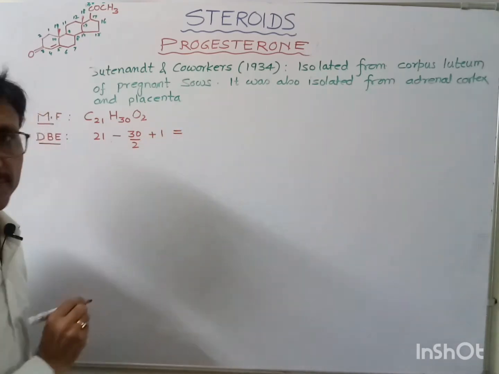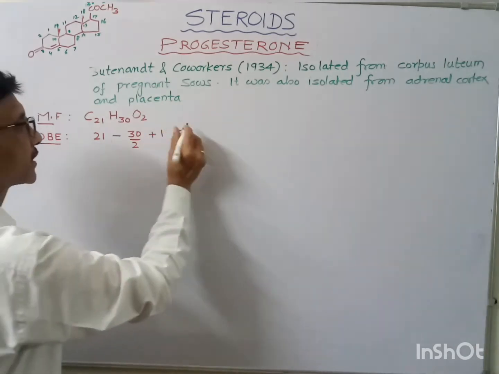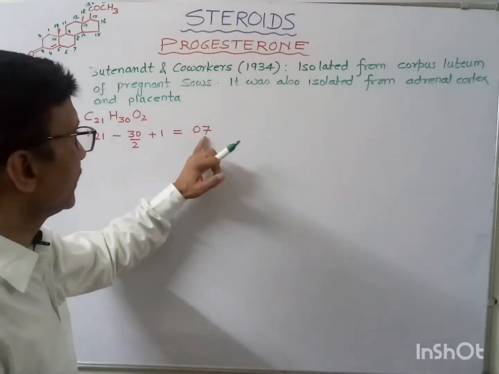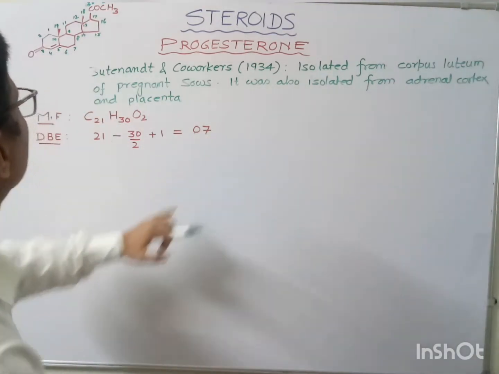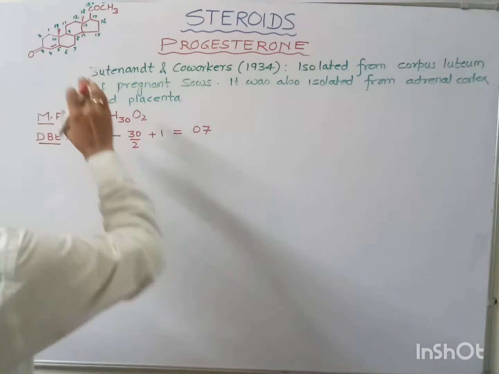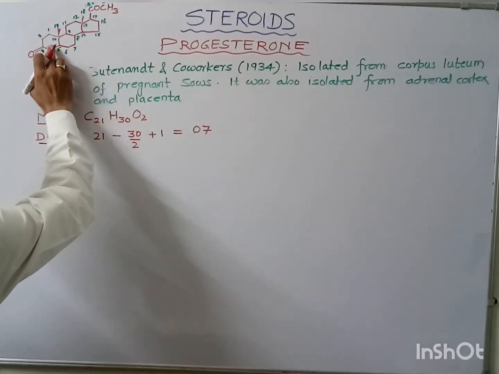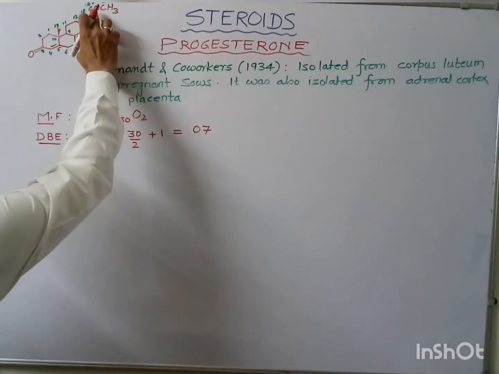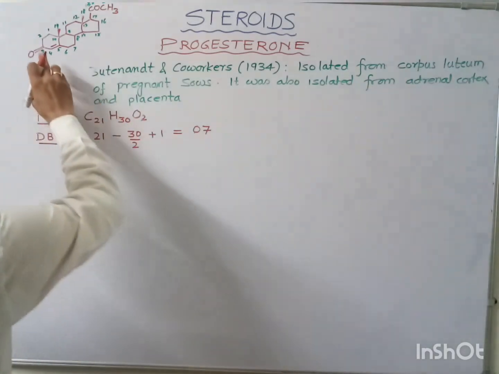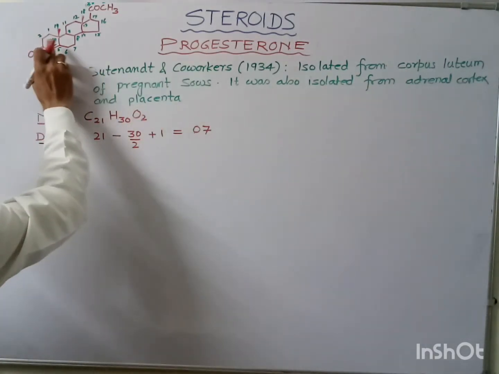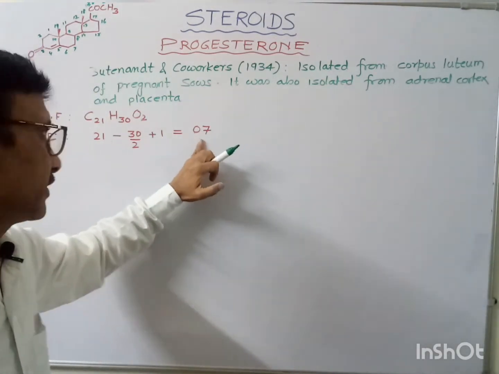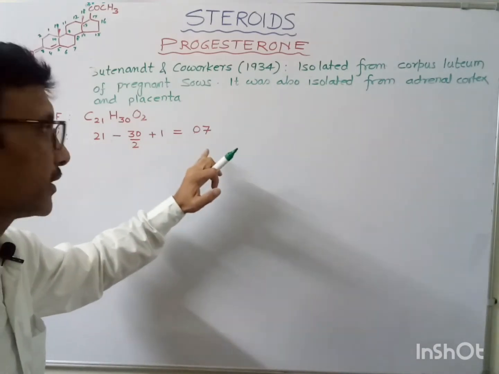So 22 minus 15 comes out to be 7. It means this 7 corresponds to 4 cyclic rings, 5 is this double bond, 6 is this other double bond, and the 7th is the double bond of the keto. So 2 keto groups means 2 double bonds, and 1 carbon-carbon double bond makes 3, plus the 4 cyclic rings, so in total it corresponds to 7. It means we have calculated the double bonds correctly.